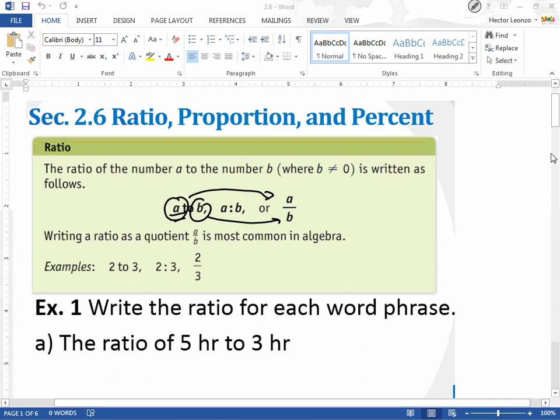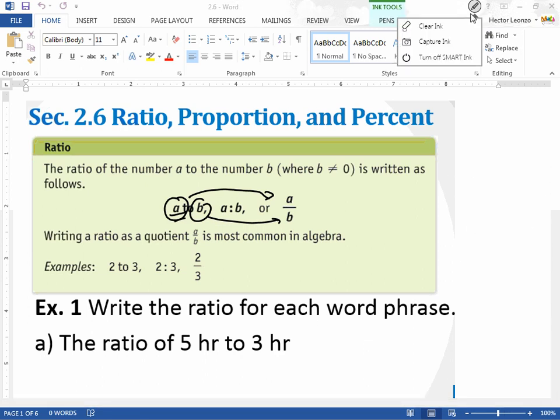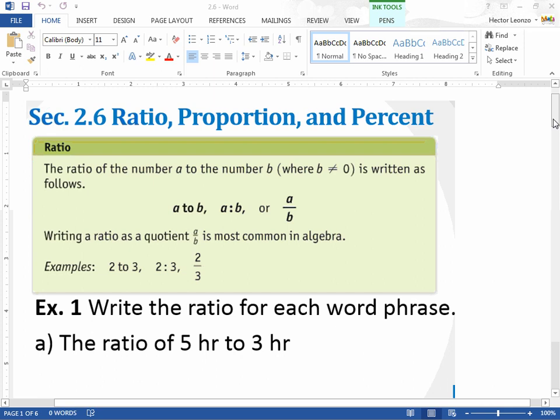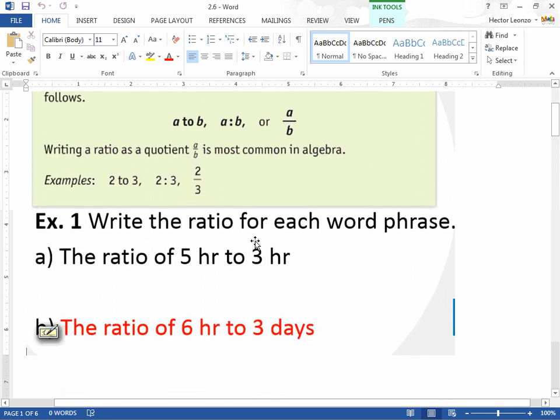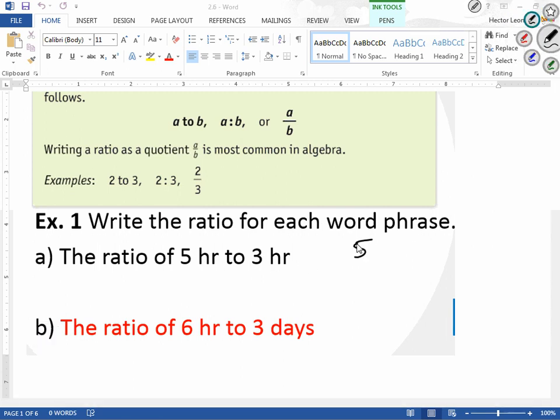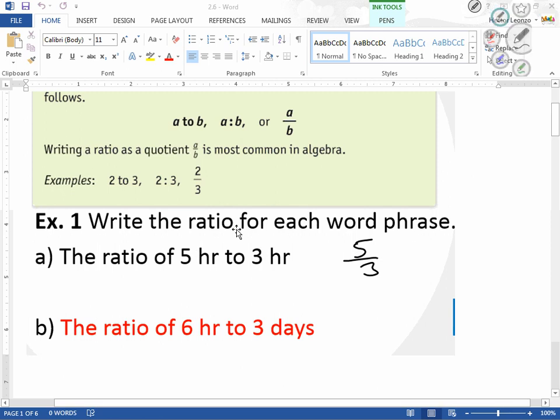The one very important thing on ratios is that we have the same measurements. For example, I have the ratio of 5 hours to 3 hours. I'm talking about the same measurement. So I'm going to write this as 5 over 3. If you can simplify the fraction, please do so. Remember, the first number goes on top, the second number goes at the bottom. What separates them is the word "to". But once again, the same measurement, hour and hour.